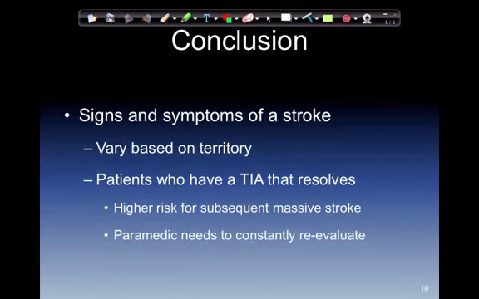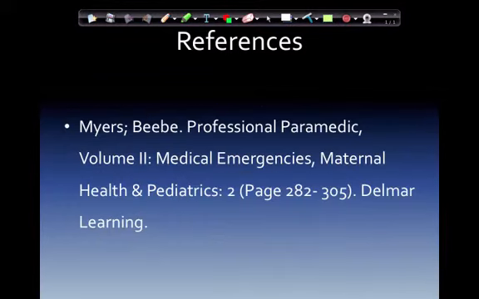Conclusion. Signs and symptoms of a stroke. They vary based on the territory that the actual brain is damaged. Patients who have a TIA that resolves are at a higher risk for having a massive stroke. The paramedic needs to constantly reevaluate the situation and constantly reevaluate the patient. References for this chapter were taken from Professional Paramedic Volume 2, Medical Emergencies of Delmar Learning.